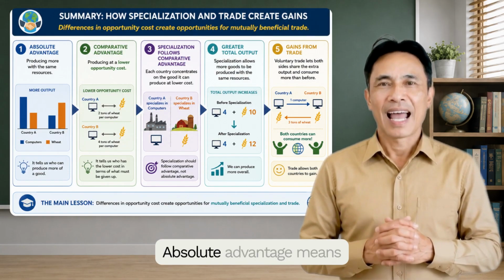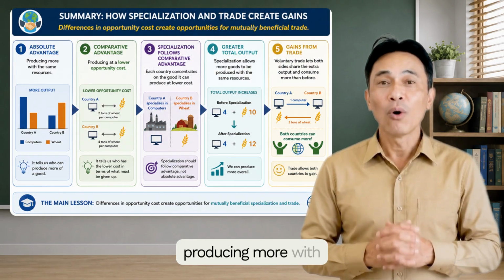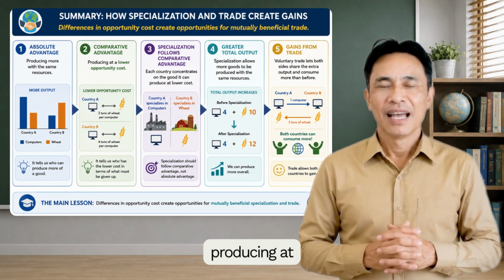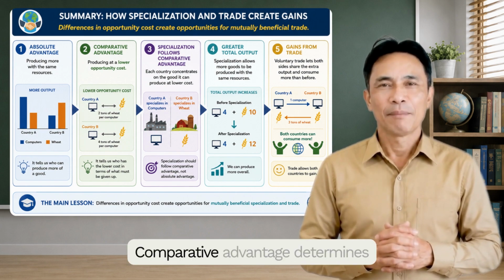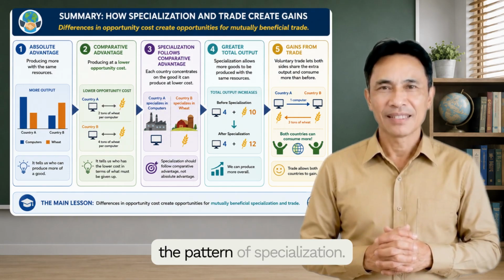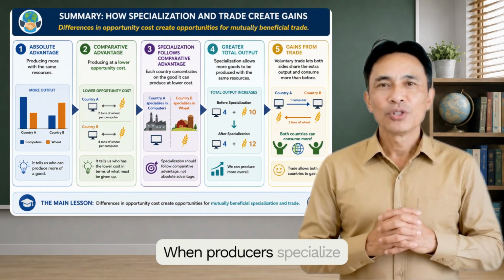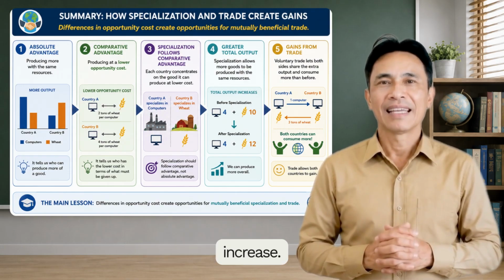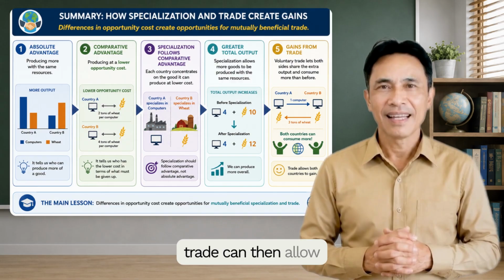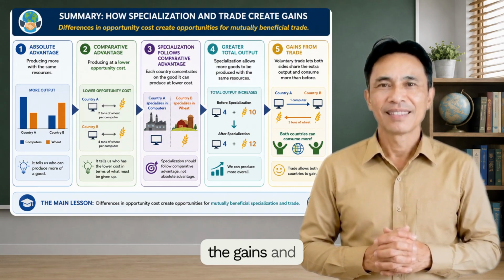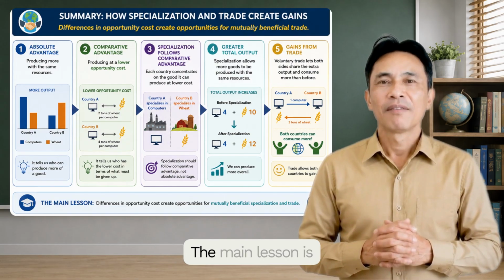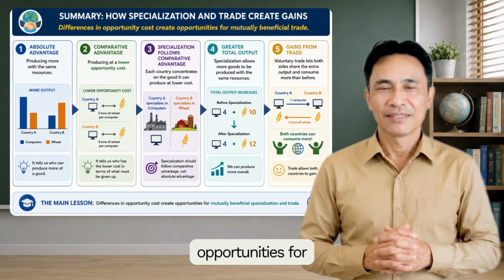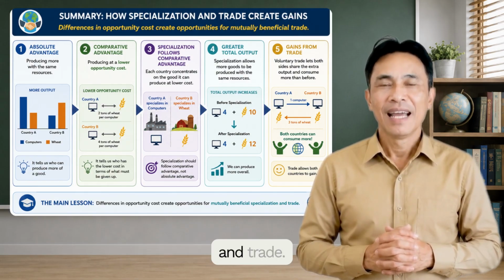Let us summarize. Absolute advantage means producing more with the same resources. Comparative advantage means producing at a lower opportunity cost. Comparative advantage determines the pattern of specialization. When producers specialize according to comparative advantage, total output can increase. Voluntary trade can then allow both sides to share the gains and consume more than before. The main lesson is that differences in opportunity cost create opportunities for mutually beneficial specialization and trade.